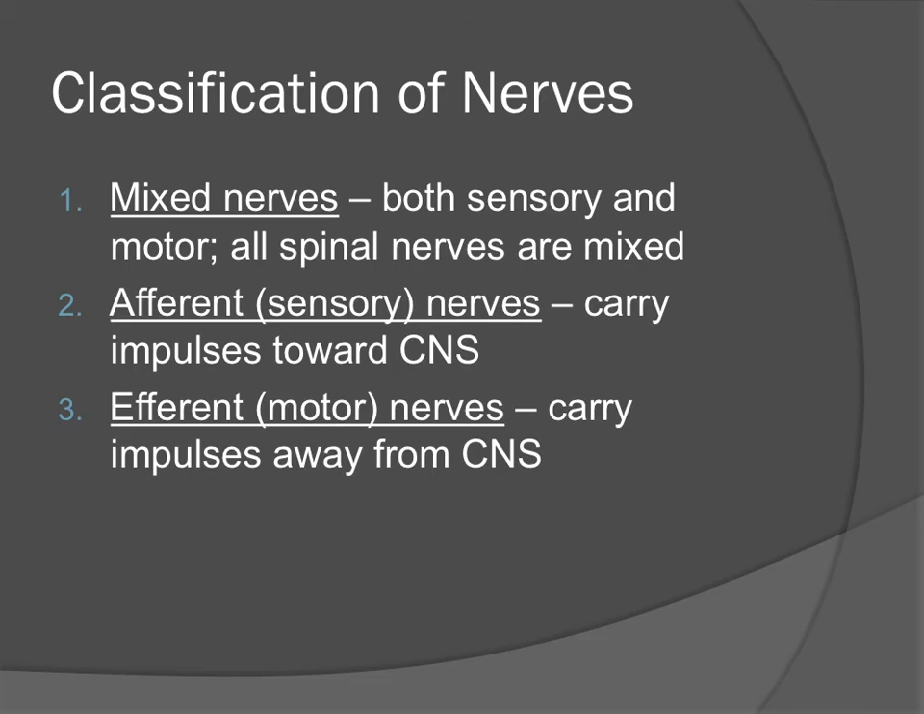So we need to understand the direction in which they carry the impulses. Afferent is carrying impulses toward the central nervous system. Efferent is motor nerves, and this is carrying impulses away from the central nervous system. They facilitate motor nerve impulses from the brain down through the spinal cord and out to the intended area of movement in the body, such as your muscle or your organ.